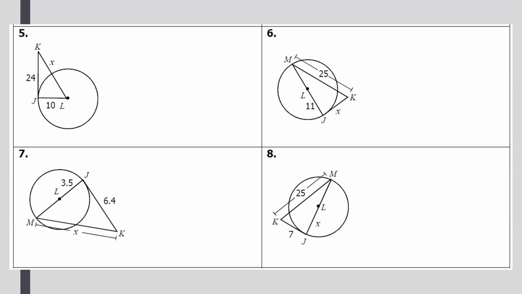Do be very careful in number 8. Notice that x is a radius. So when you find the length of JM, to find x, x will be half of JM. Okay, I'm going to let you just practice these on your own. Check your answers with the key on Edmodo.